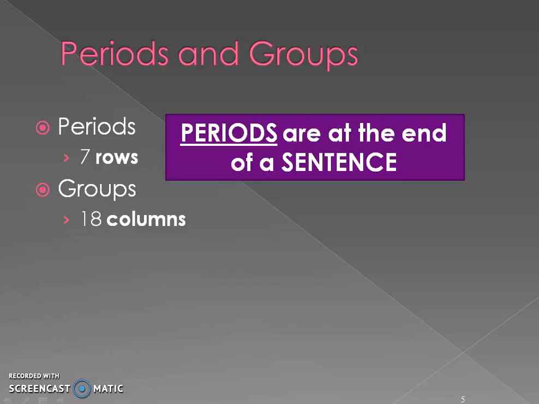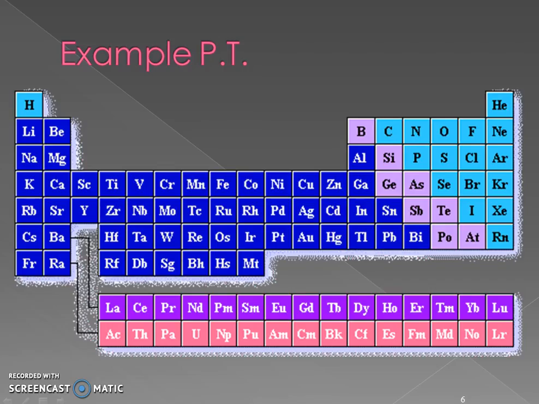So how many groups and periods are there? Well, there are 7 periods, and we like to say that periods are at the end of the sentence. So a period is a row, where groups are columns, and there are 18 of them. This is an example of a periodic table. There are so many periodic tables out there. The one for your AP exam is very, very basic.